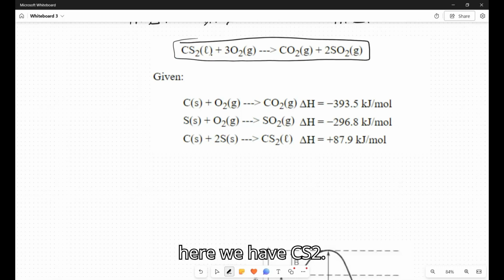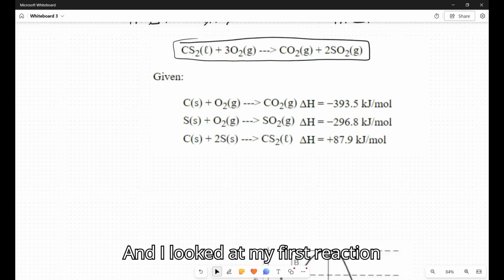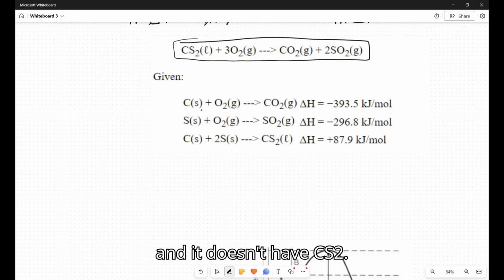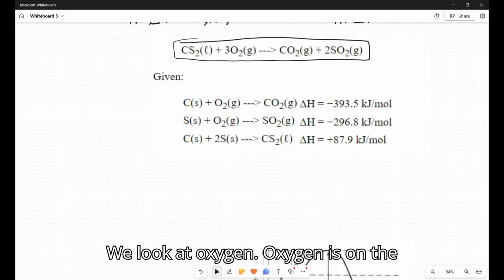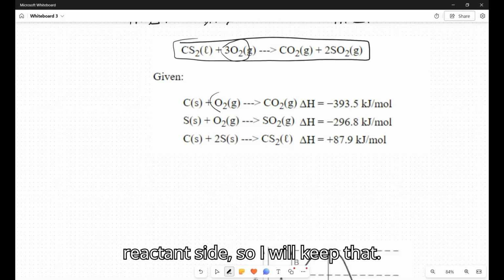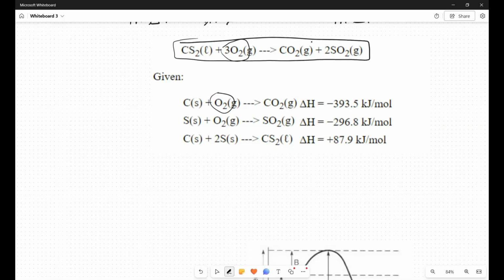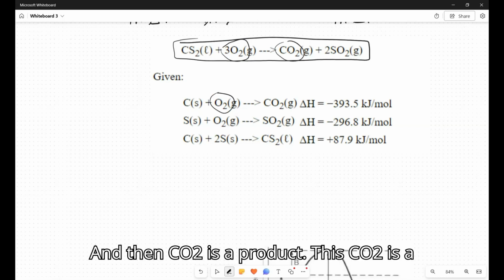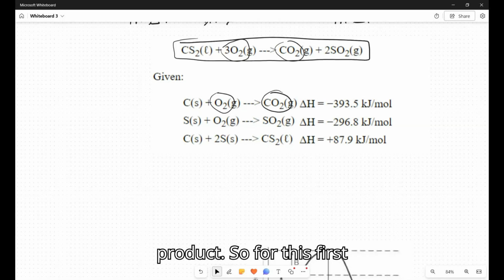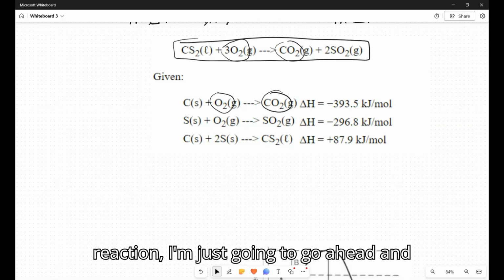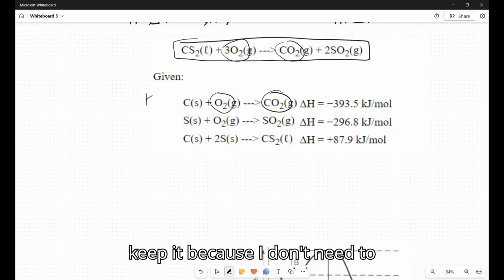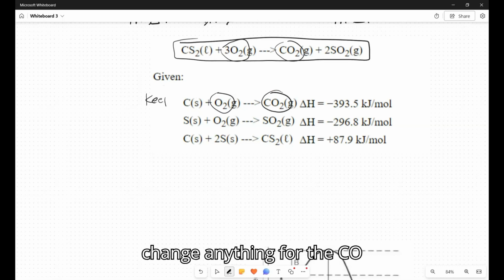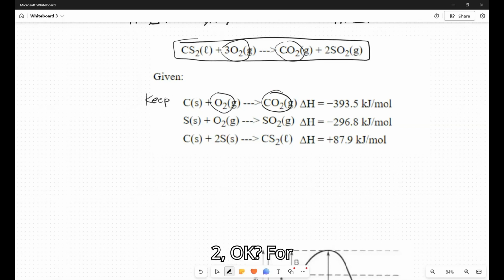Okay, so here we have CS2, and I look at my first reaction and it doesn't have CS2. We look at oxygen. Oxygen is on the reactant side, so I will keep that. And then CO2 is a product. This CO2 is a product. So for this first reaction, I'm just going to go ahead and keep it because I don't need to change anything for the CO2.